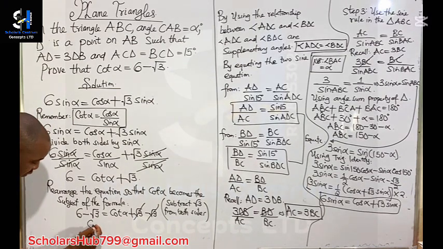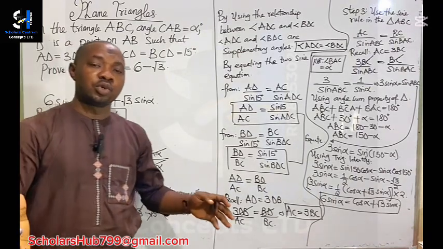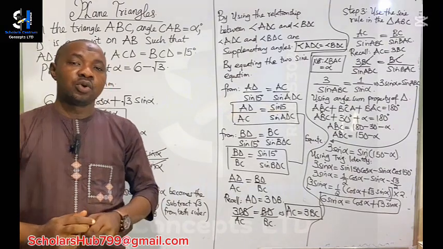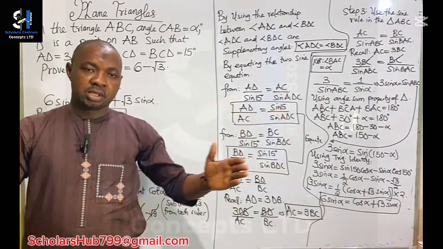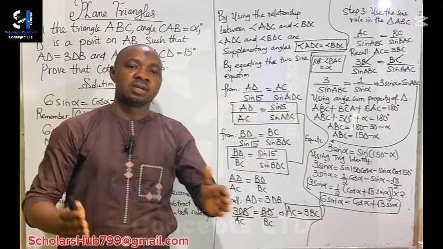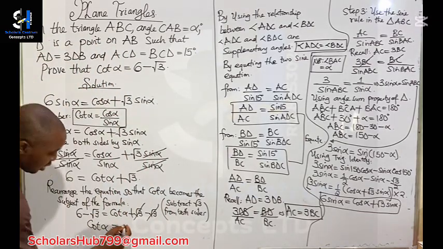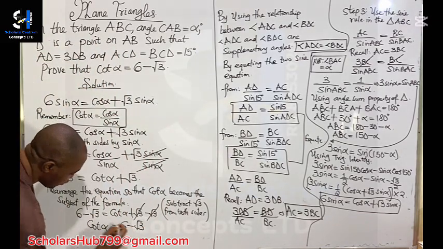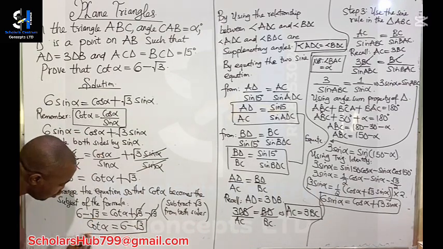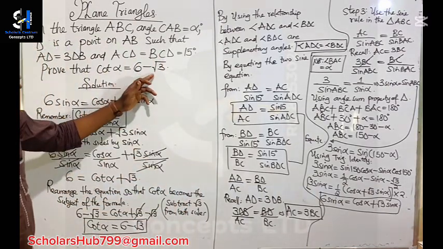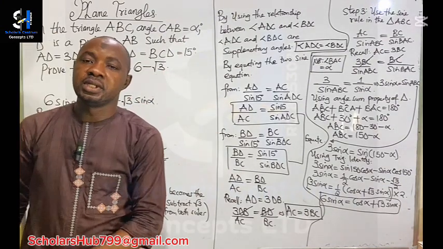So this cot alpha, I'm going to bring to the left-hand side and move this to the right-hand side, because in every equation, the equality sign will always link both parts together. The left-hand side will be equal to the right-hand side. So we have cot alpha equals 6 minus radical 3. And we just proved that cot alpha is equal to 6 minus radical 3.